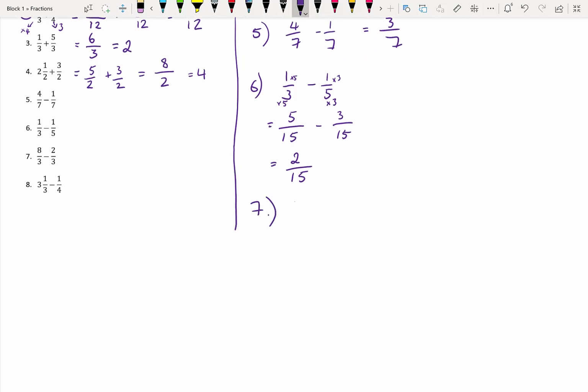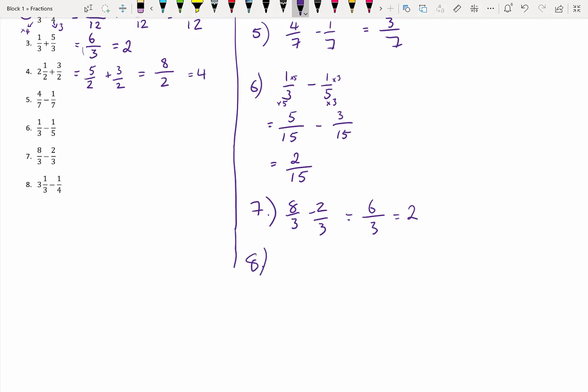Example 7, I've got 8/3 minus 2/3. So my denominator is the same, so I don't have to bother with this middle step. I can just jump straight to writing in the denominator. I've got 8 of them here, I take 2 of them away, I'm left with 6 of them. So I've got 6/3, that's my answer. Well, what is 6 divided by 3? It's 2, and in fact that was the same one as we had up there in question 3, so that one should have been easier.